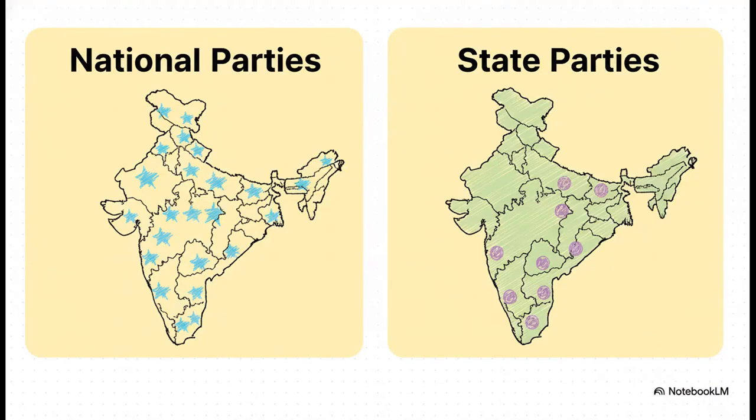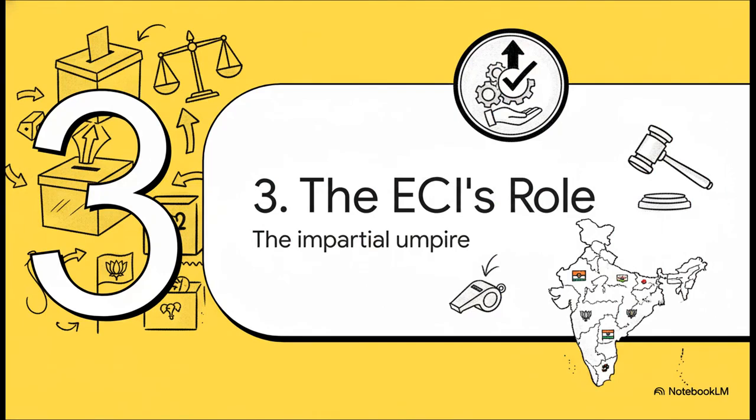So the main difference here is really about their area of influence. On one hand, you have national parties. These are big, countrywide parties with offices in many states, and they focus on national issues. On the other hand, you have state parties, which people often call regional parties. Their influence is usually just in one state or maybe a couple of states, and they focus on the specific issues of that region.